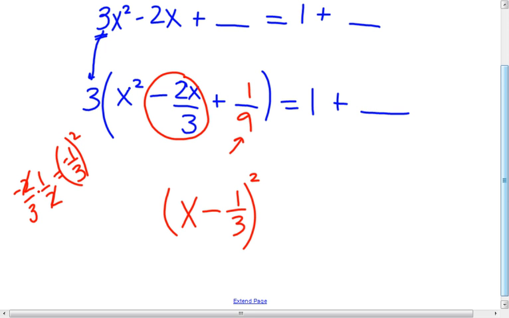Now, you've got to be careful, because over here is not going to be 1/9. Over here has to be 3 times 1/9. And 3 times 1/9, obviously that 3 cancels with the 9 and this becomes a 1, is 1/3. So 3 times 1/9 is 1/3. All right, so on the right, I need to add 1 plus 1/3. So I'm going to change this 1 to 3 over 3. So 3/3 plus 1/3 is 4/3.